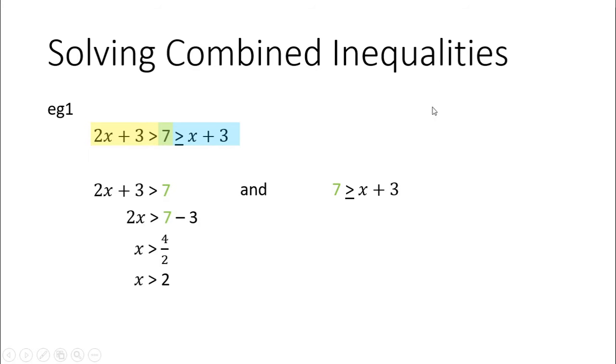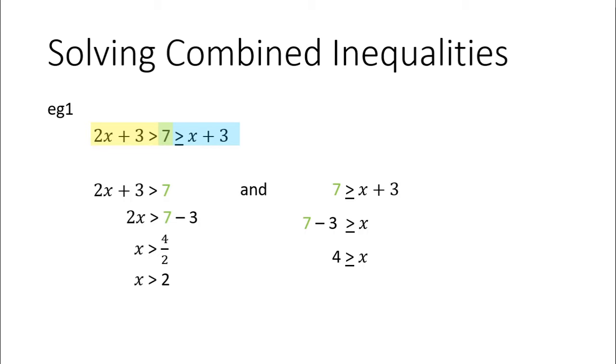So now on the other side, we've got 7 is greater than or equal to x plus 3. We want the x on its own, so we need to get rid of the 3. So plus 3 on the right side becomes minus 3 on the left side, and we end up with 4 is greater than or equal to x. Now we've got two separate inequalities, two different critical values or boundary values to define what x could possibly be.